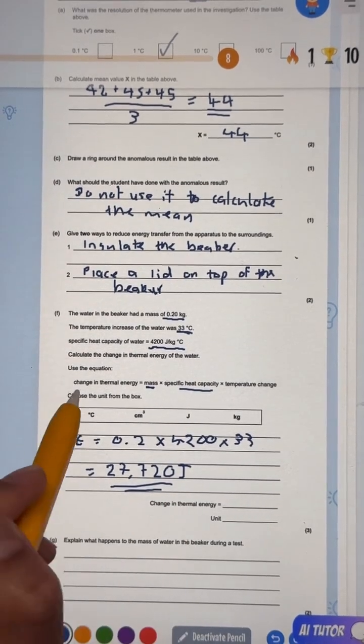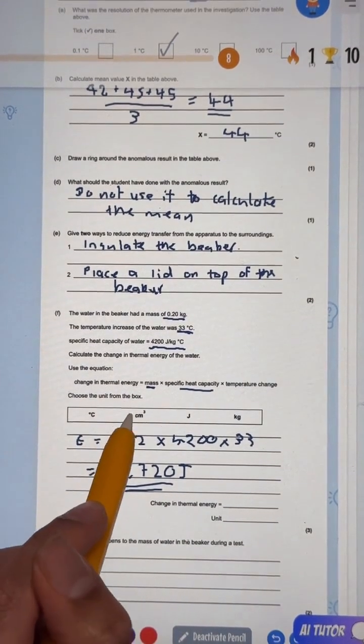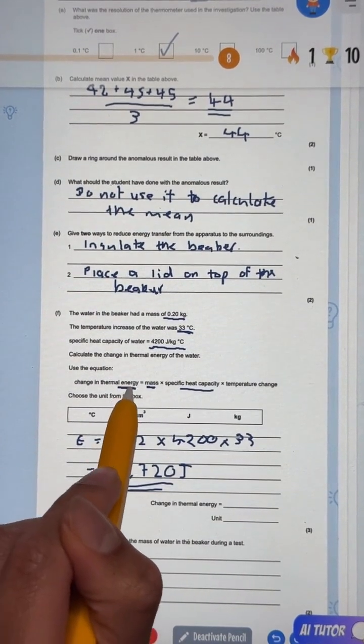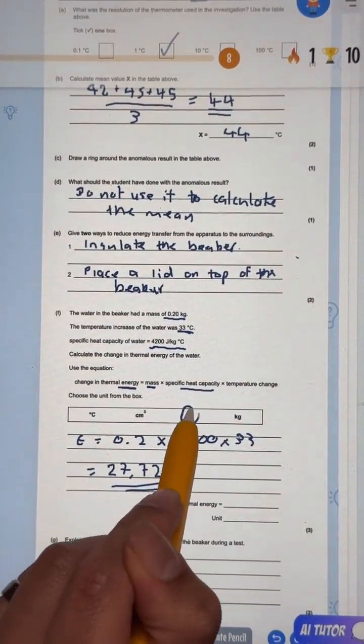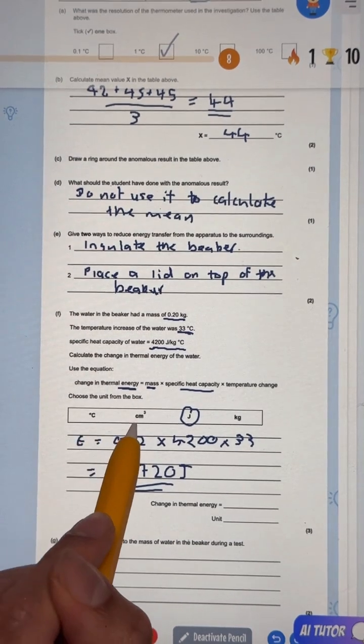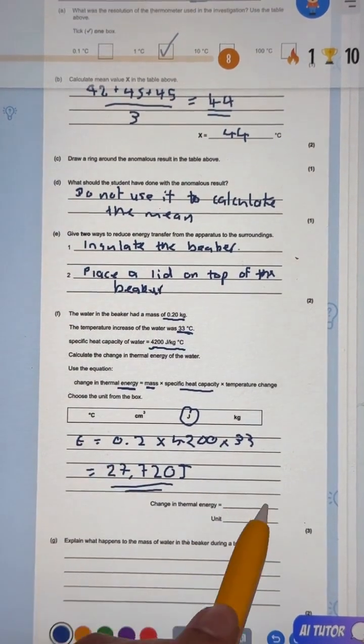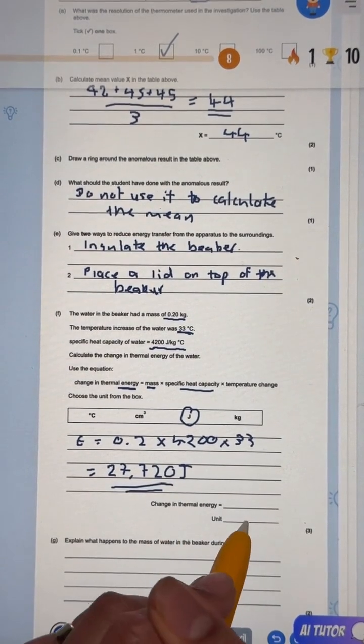I've given that away. The question did ask, what is the unit as well? It says change in thermal energy. So energy is the clue there, which is why it's joules. Degrees C is for temperature, centimeters cubed is volume, and kilograms is mass. So the correct unit is joules.